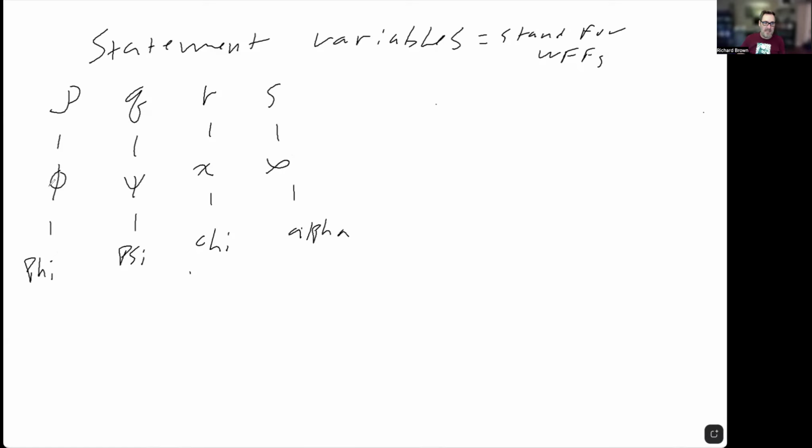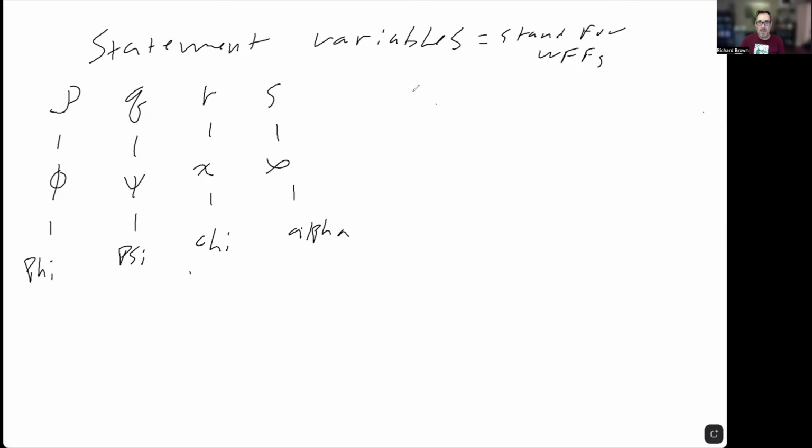So this is the letter P. That's where philosophy comes from. It's a F. This is the letter also P. It's where we get psychology. So this is the F P, and this is the S P, so philosophy, psychology. Okay, great. This is chi. This is the Greek letter X, and this is alpha, the Greek letter A.